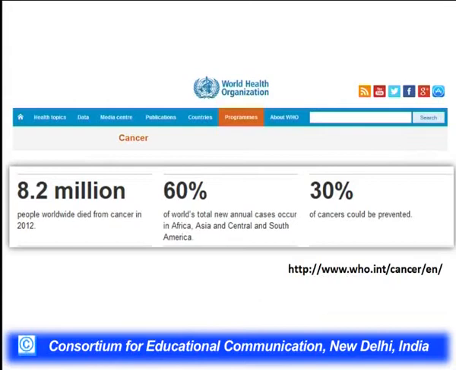Now, if we see the WHO projections, in the year 2012, about 8.2 million deaths occurred because of cancer, of which 60% of the world's total new annual cases occur in Africa, Asia, Central and South America. About 30% of these cases could be prevented if they are detected at the early stages. So that's the statistics which the World Health Organization has released.